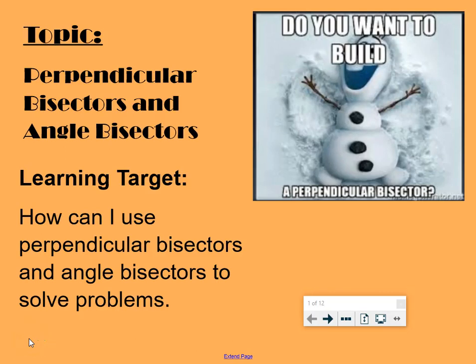Today our topic is perpendicular bisectors and angle bisectors. So our learning target is how can I use perpendicular bisectors and angle bisectors to solve problems.